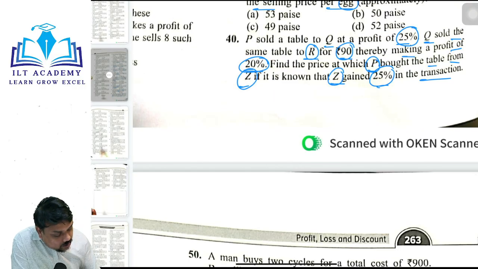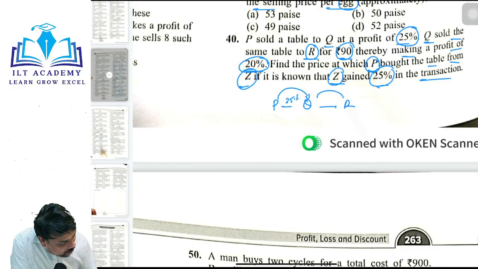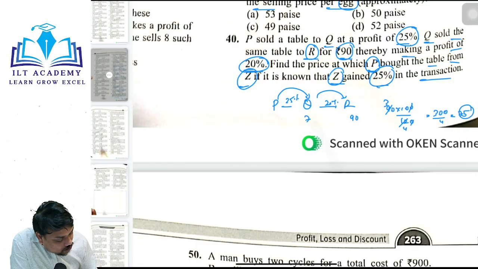Look, P sold a table to Q. P is selling to whom? Q at 25% profit. Now Q sold that to R for how much? 90 rupees, thereby making a profit of 20%. So let this be 100, then 100 plus 20 is 120. So 90 into 100 divided by 120. The zeros cancel. 3 4s are 12, 3 3s are 9. So 300 divided by 4, which is how much? 75.